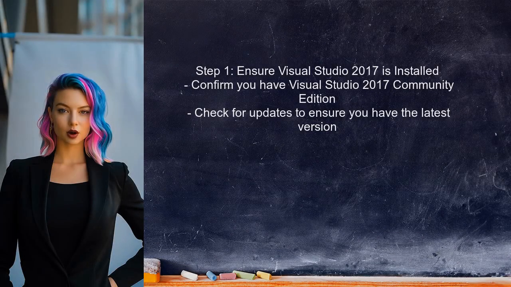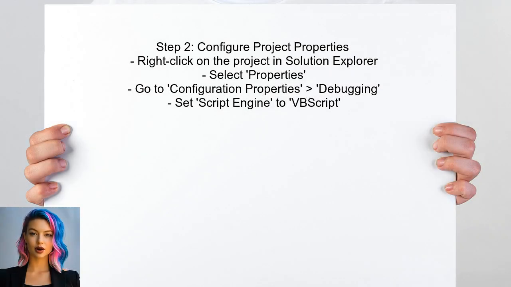To begin debugging a VBScript in Visual Studio 2017, the user should first ensure that they have the correct version of Visual Studio installed. The Community Edition is suitable for this task. Next, the user needs to configure Visual Studio to work with VBScript. This involves setting up the project properties correctly.